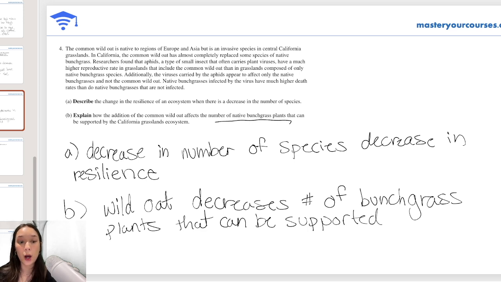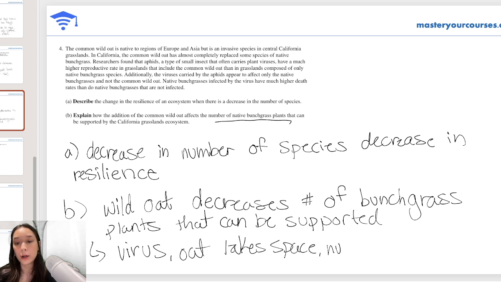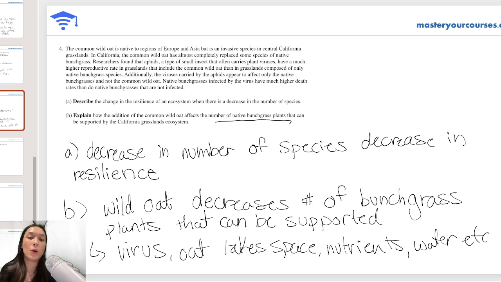Now, I would probably go a little bit further with this. There's a couple reasons why this would happen. One of the main reasons is mentioned in the question. That's because the wild oat brings viruses, and that's going to decrease the fitness of the bunchgrass. So there's going to be less of them. You could also mention the fact that if there is more wild oat, they're going to take up resources, so take up space, nutrients, water, any of those. Any of those would have been acceptable, but overall, the wild oat is an invasive species.